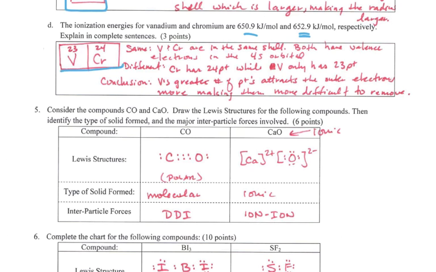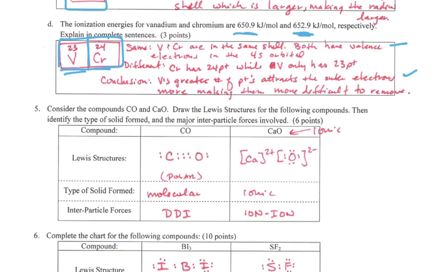So then here I look down the periodic table and see these are next to each other, and that makes a difference. So what's the same? They're in the same shell. They both have valence electrons in their 4s orbital. What's different is chromium has 24 protons, vanadium only has 23 protons. So if you have a greater number of protons, then that is going to attract those outer electrons and make it a little bit more difficult to pull them off. So that's why this guy is a little bit higher than that one, but not very much.